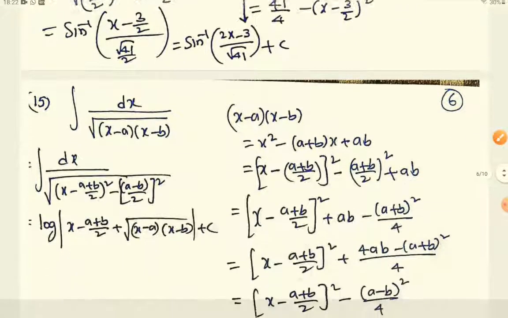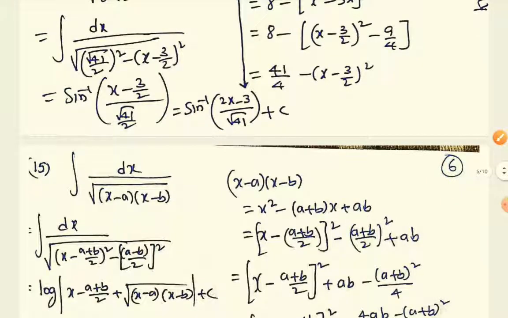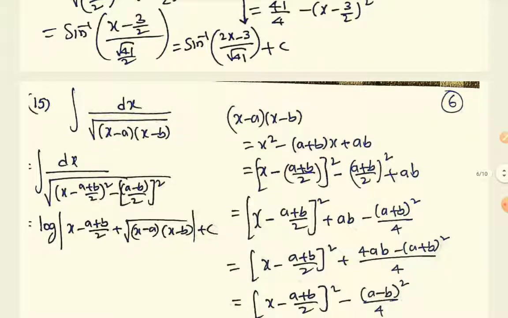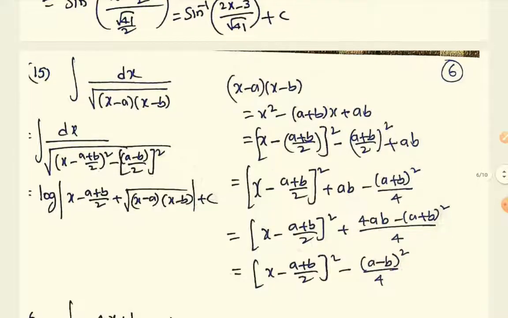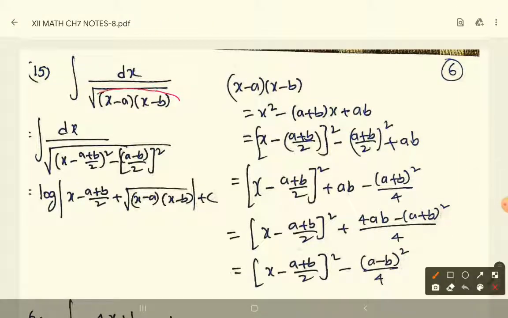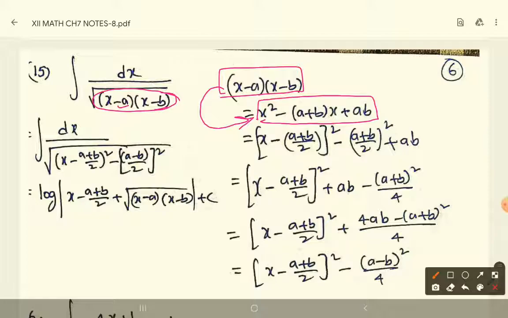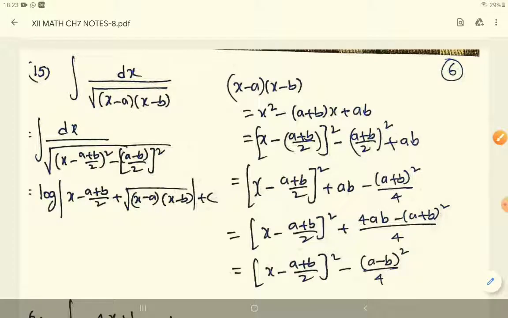Next, the 15th one. In the earlier questions, all have constants and the variable x only. But in this one, the variable is x, and the constants are a and b. Constants are also given in terms of letters. So how to do it? First open it. (x minus a) into (x minus b) can be written as x square minus (a plus b) into x plus ab. So I'll just explain how to do completing square for this one.